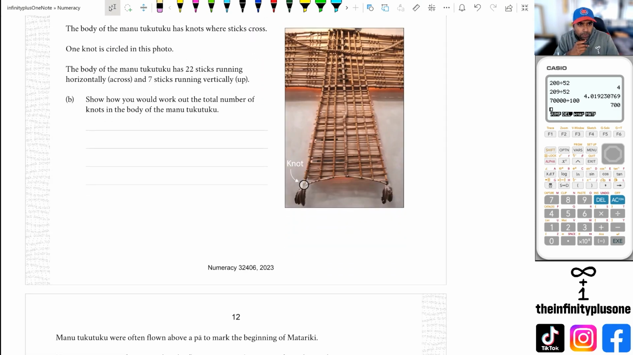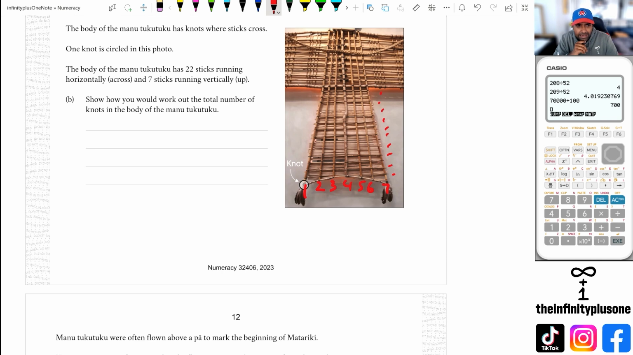Now with question B, what we've got is 1 knot is tied in the circle in this photo. We've got 22 sticks running horizontally across. All right, so that's basically like this. And then 7 sticks vertically. Now we can actually see the 7 sticks because we've got 1, 2, 3, 4, 5, 6, 7. And I guess the 22 is kind of like all of those things that's going up. Now, that's the body part of it. We're not worried about the wings here.